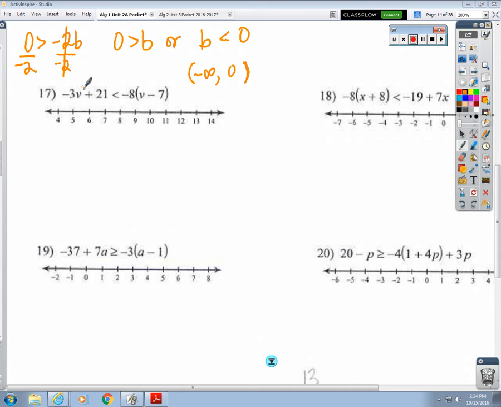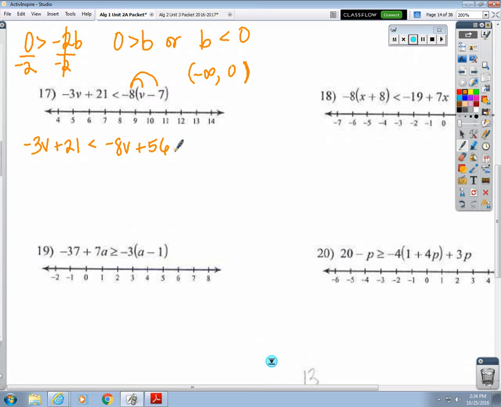Okay, when you look at the left side of this inequality, is there anything you can do? No, you can't actually add that 21 to the negative 3b because they're not like terms. This one has a v, this one doesn't. What about the right side? Right, you can distribute. Negative 8 times v is, and negative 8 times negative 7 is.